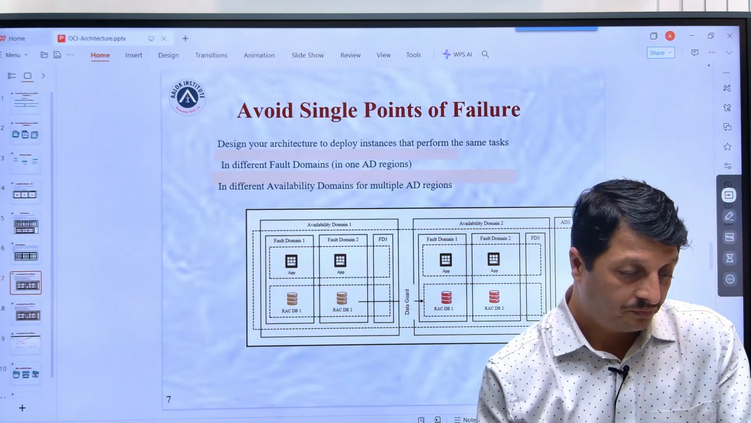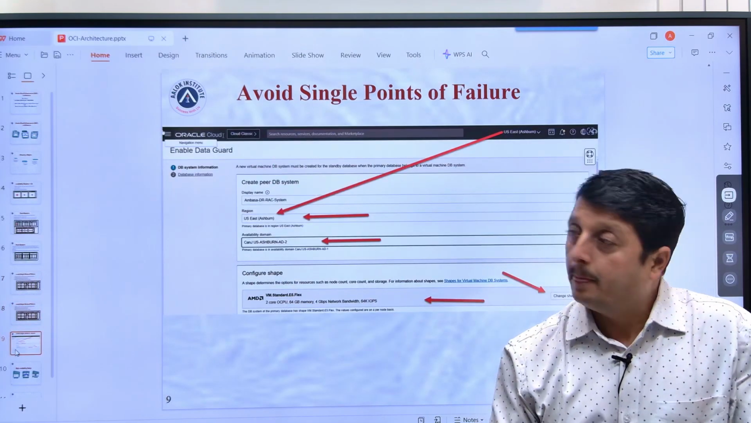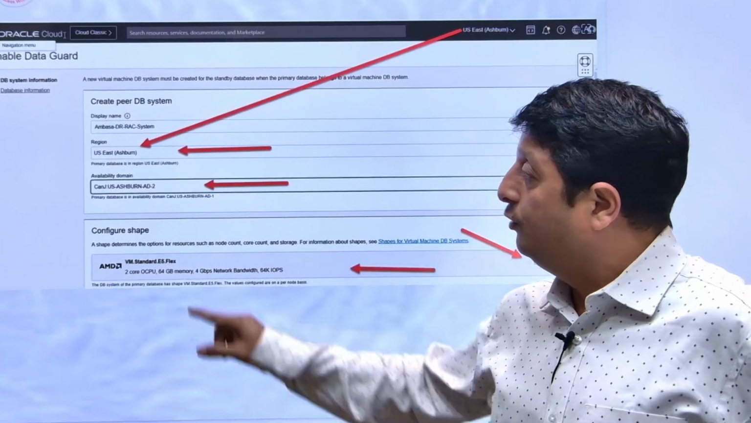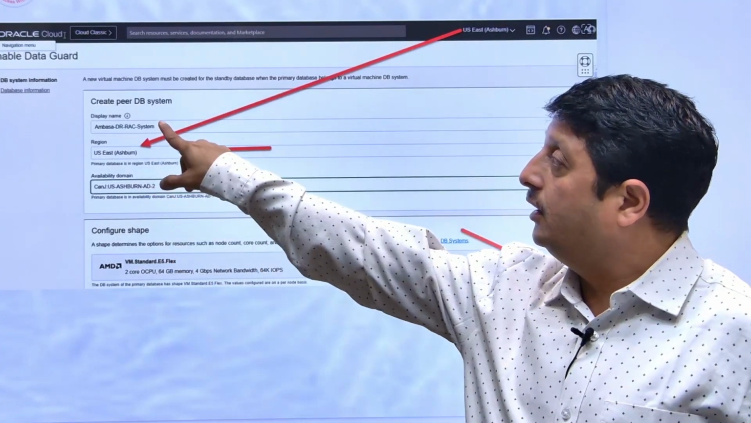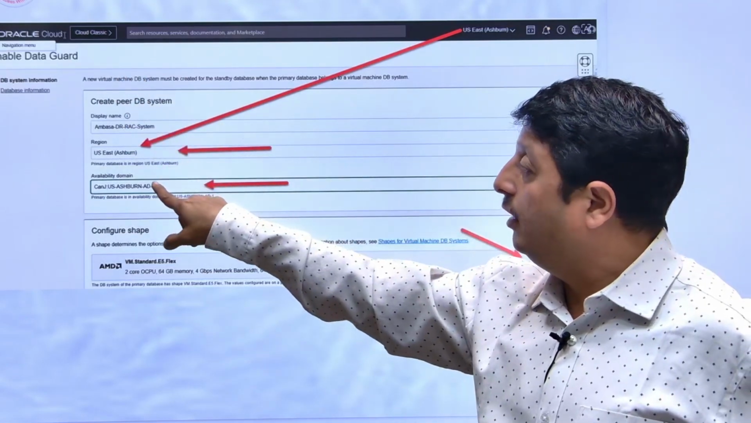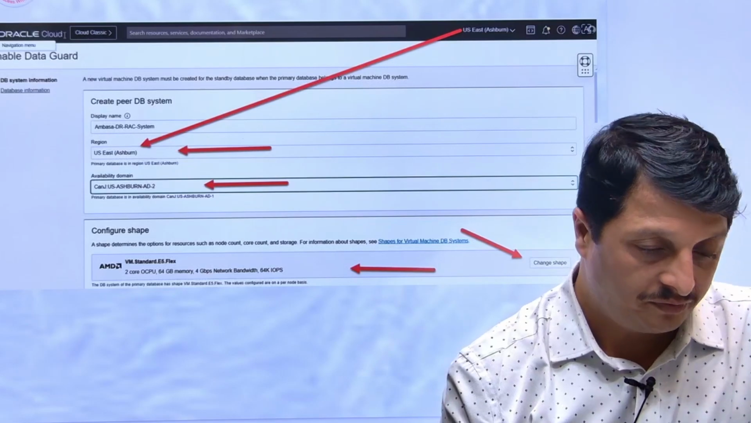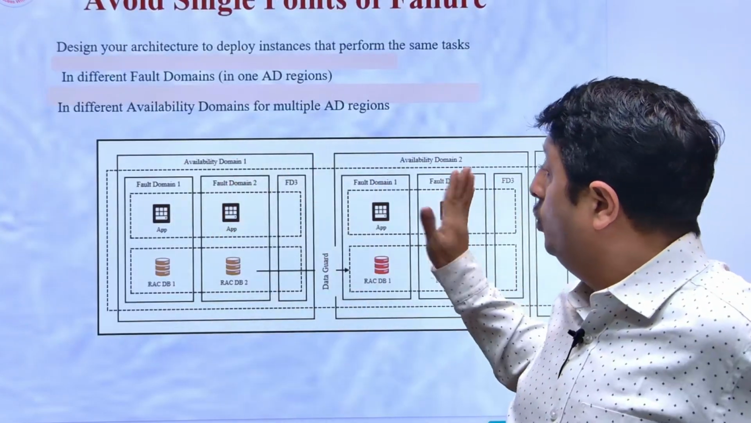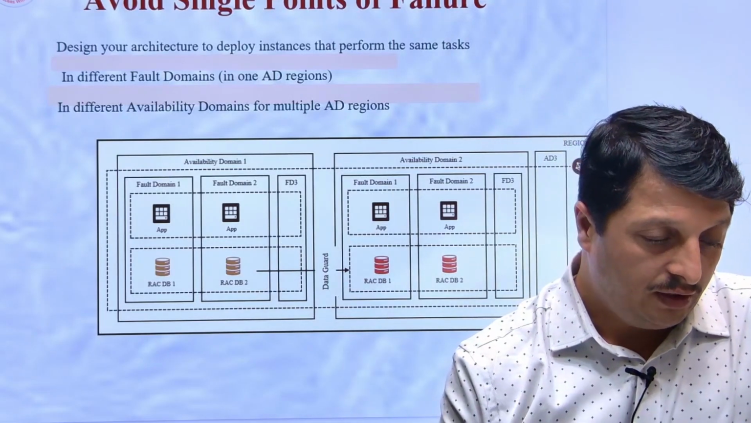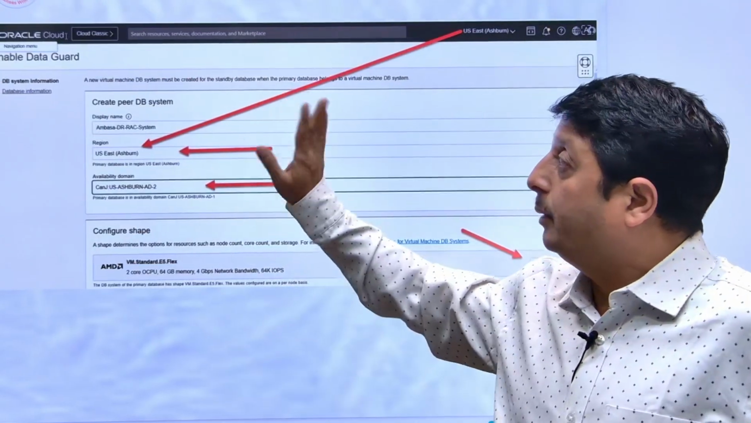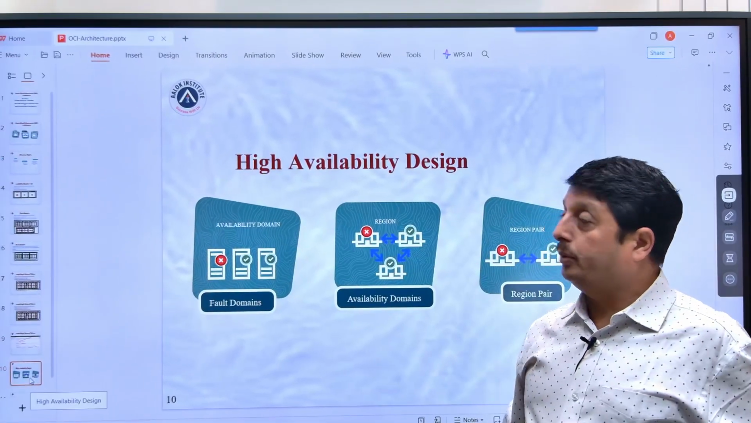Let's continue. Now, overall, from the real time point of view, if this is my primary, it is in AD1, and you have to keep your data guard on the second availability domain. So this is my AD1, this is my AD2, availability domain 1, availability domain 2, as per the previous discussion. Finally, you have seen that we can prepare the data guard accordingly.